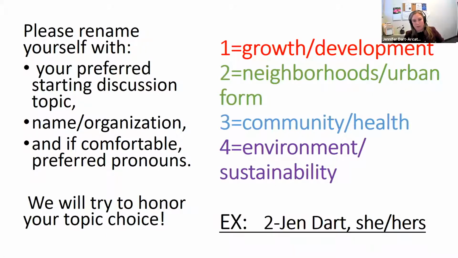Oh, and there's another question in the chat. So the main difference, I guess, between growth and development versus neighborhoods, urban form, is growth and development is looking at sort of the large scale, zoning types, large scale patterns of development. Whereas neighborhoods, urban form deals more at the project level with, kind of the design of buildings, the look and feel of neighborhoods.